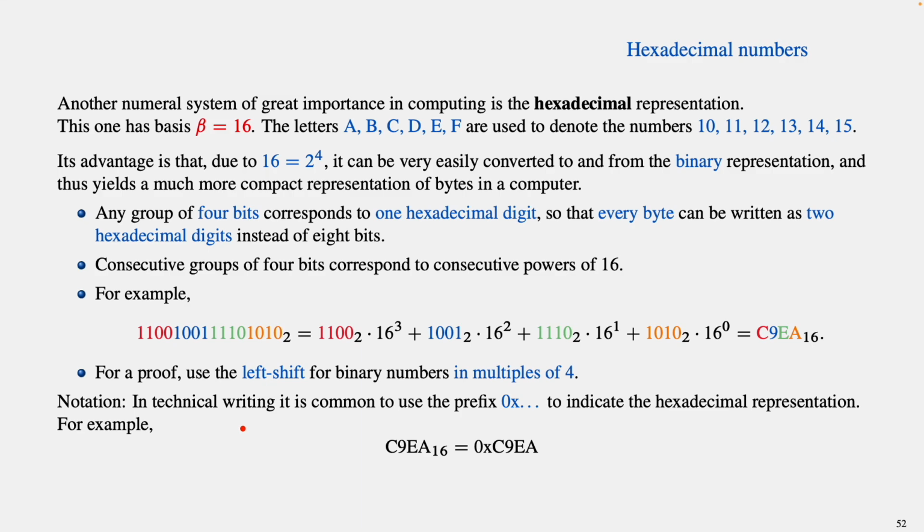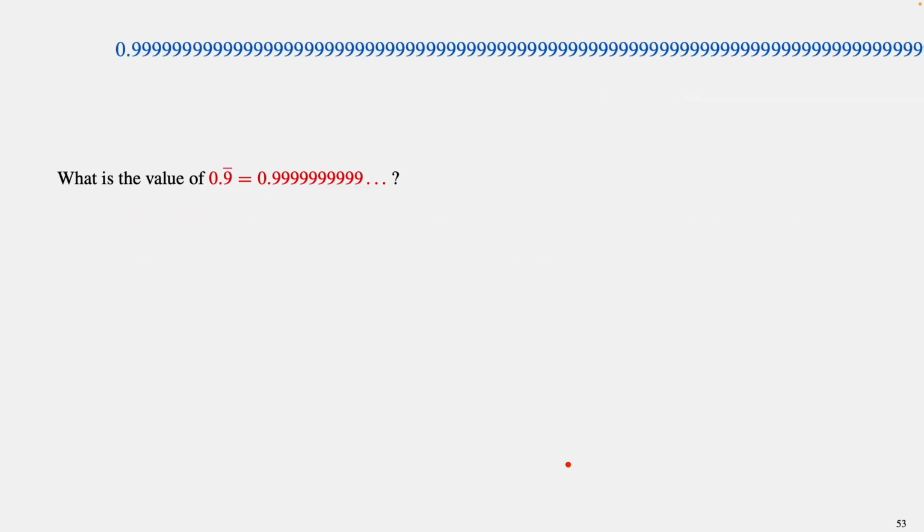And just a remark on the notation. In technical writing, it is common to use the prefix 0x to indicate that we're using a hexadecimal representation. So what I here write as C9EA index 16 would then be written as 0xC9EA. And that concludes this video on miscellaneous topics.